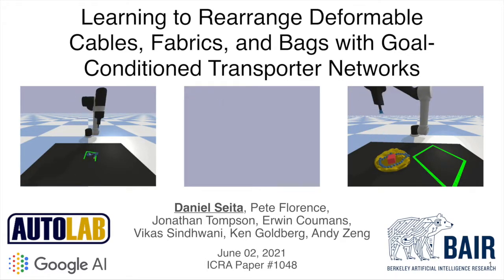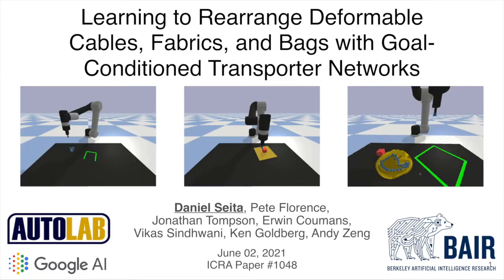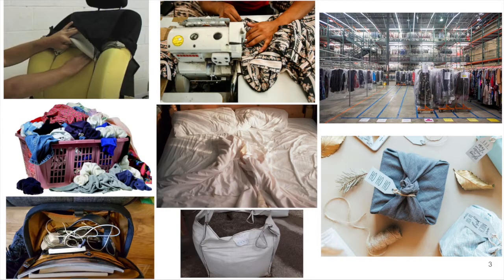Today we'll talk about learning to rearrange deformable cable, fabric, and bag with goal condition transporter networks. There's been a lot of significant recent progress in robot learning for manipulation with applications including bin picking, tossing items, reorienting a cube. While these results are very impressive, an assumption that these methods make, implicitly or explicitly, is that the items being manipulated are rigid or almost rigid instead of highly deformable.